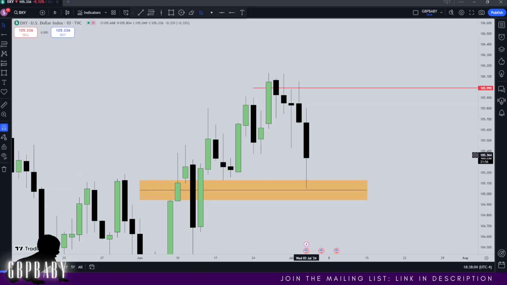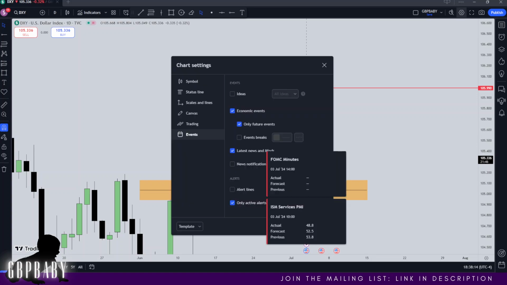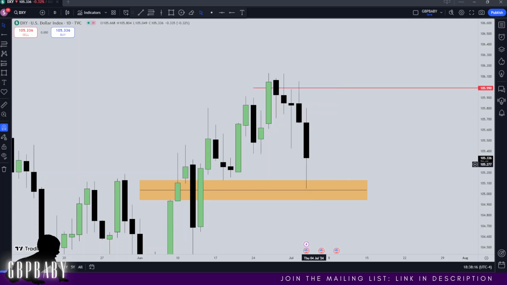Now, the fact that we've reached this discount PD array so early in the week is interesting to me, because if this was our weekly target and we've already traded to it and it's only Wednesday, and we have non-farm payroll and unemployment rates moving into Thursday and Friday, it suggests to me that we're likely going to see another midweek reversal.